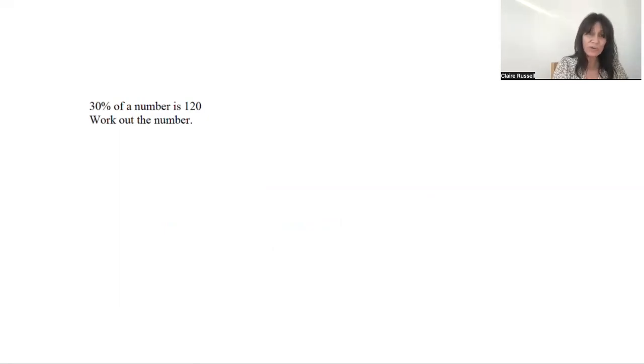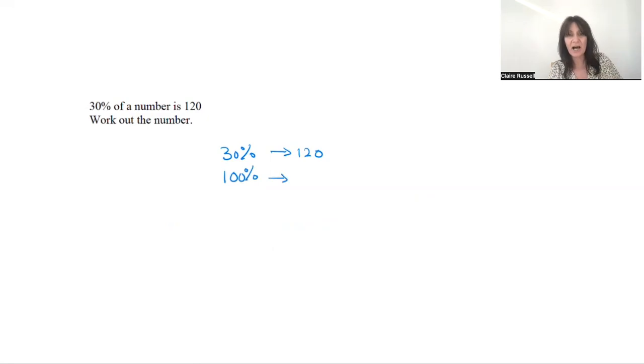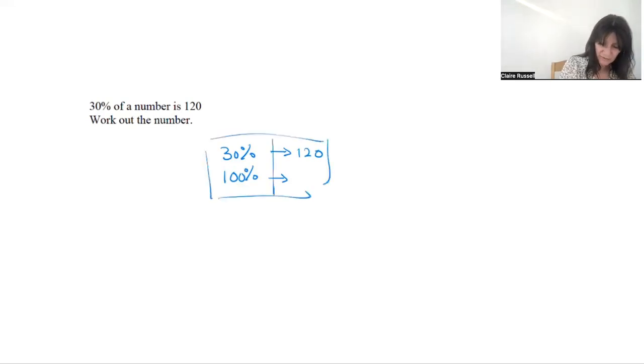Okay, so we've been told that 30% of a number is 120. So 30% is 120. I obviously want to know what 100% is. Now I could go to 10%, then times it back up. I could just go straight into my kind of boxes and labels. I'll show you what that is. If you're taught by me, then you know already. So 30, we've got 100. I could put that in any order.